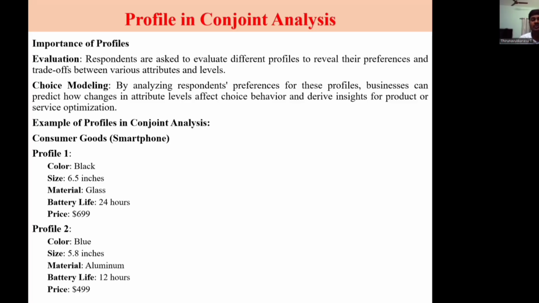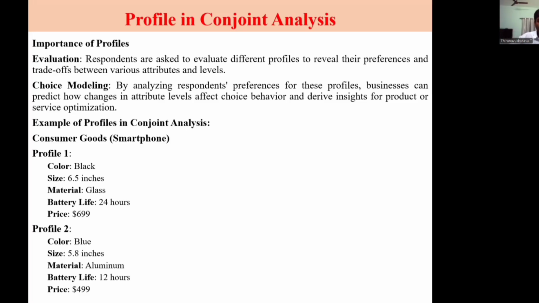For example, consumer goods. For consumer goods, we have already discussed what attributes are and what levels are. Here, for consumer goods, we can take the example of a smartphone. Profile 1, profile 2. There are two profiles with color, size, material, battery life, price. These five attributes I have set for both profiles. Just imagine profile 1 is an iPhone and profile 2 is a Samsung. Color, size, material, battery life, price are the attributes. Color black, 6.5 inches, glass, 24 hours, $699 in profile 1. This and all are levels.